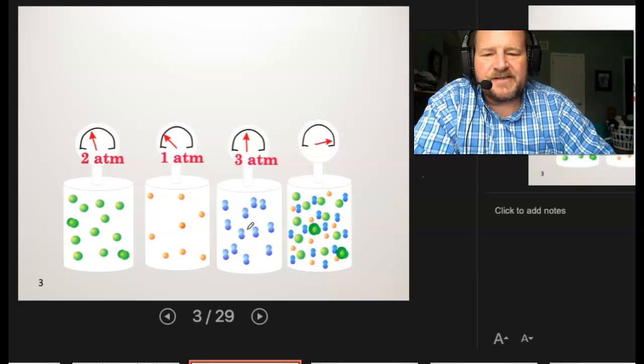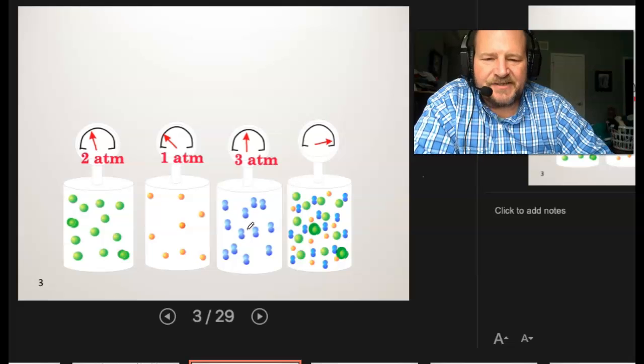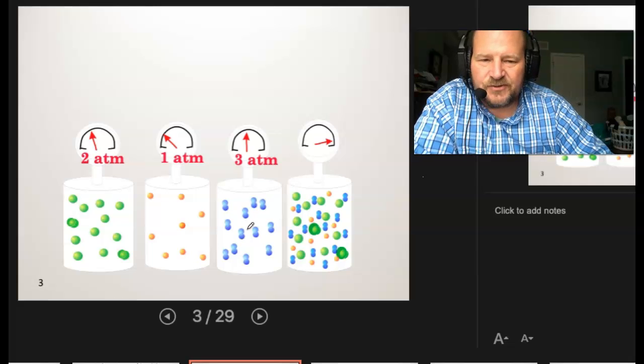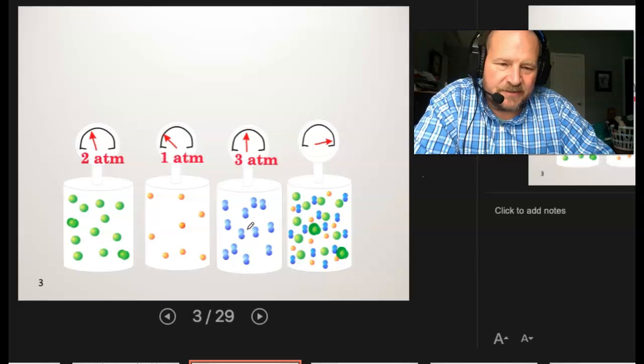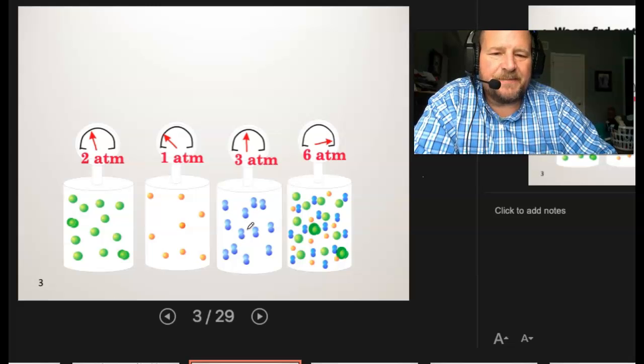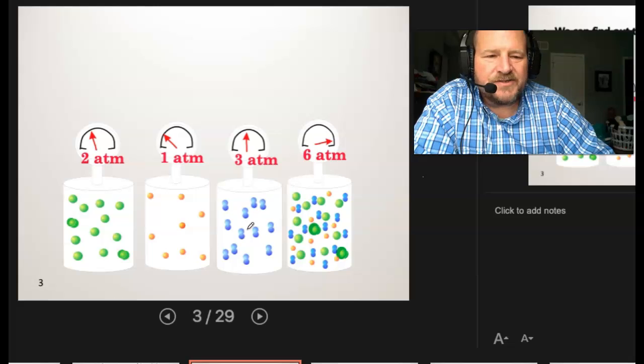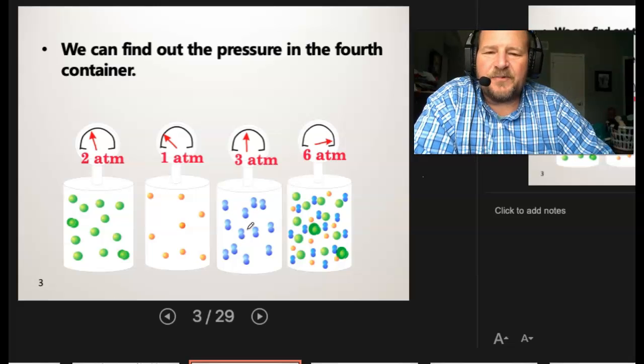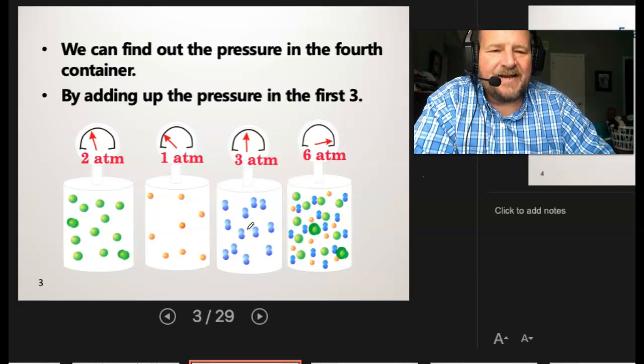If I just think about this logically, now I want to take all those gases and put them into the 4th container. So all of the green, all of the orange, and all the blue that were in the first 3 containers are now in this 4th container. The pressure then should just be the summation of that. So 6 atmospheres, right? 2 plus 1 plus 3. We can find the pressure in the 4th container by simply adding up the first 3.